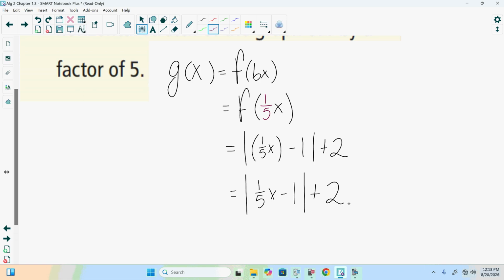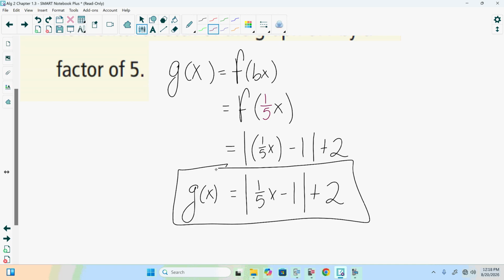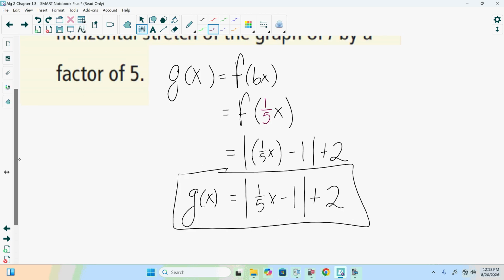Questions on any of this here? And these are a little weird. It's a little strange how this works. The fact that to stretch it horizontally, we need it to be fractional. Or in fact, to shrink it horizontally, we need it to be a bigger number. But it's kind of how it works.